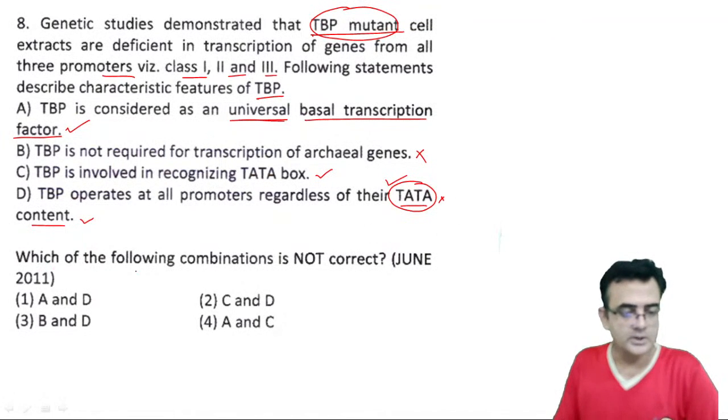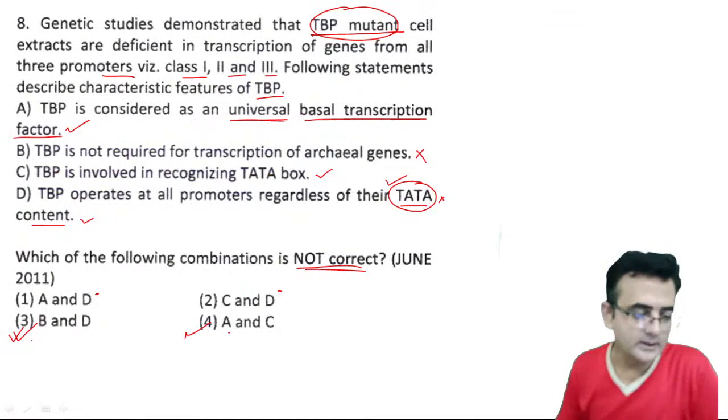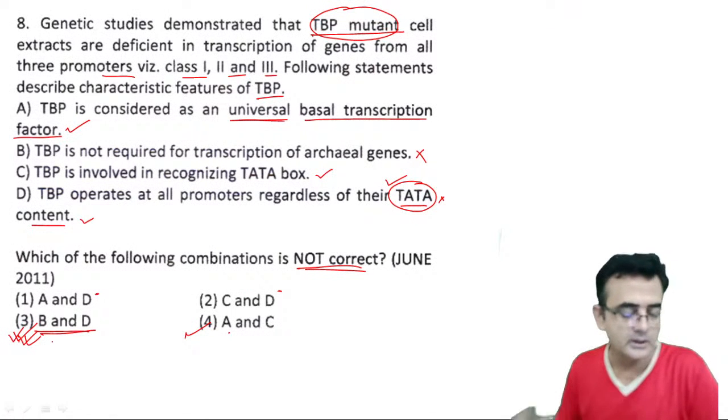Okay, so now the question is, which of the following combinations is not correct? A and D is wrong, but A is correct, so this is not the answer. C and D, D is wrong but C is correct, so again this is not the correct combination. In the third, B and D, B is wrong and D is also wrong, so this is not a correct combination. And fourth is A and C. A is correct and C is also correct, so this is correct. So the correct answer here is the third number.